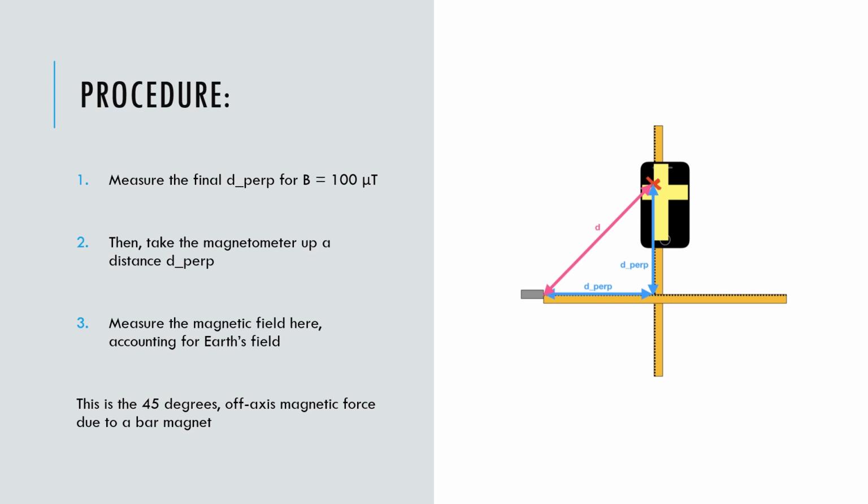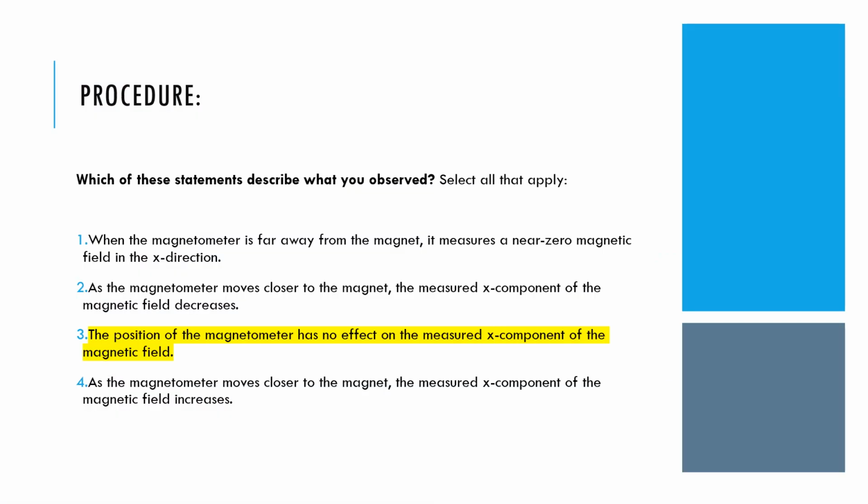The procedure for the experiment is that we measure the final d perpendicular for B equal to 100 microteslas, then take the magnetometer up a distance d perpendicular, and then measure the magnetic field here accounting for the Earth's field. This is the 45 degrees off-axis magnetic field due to a bar magnet. We observed that the position of the magnetometer has no effect on the measured x component of the magnetic field.